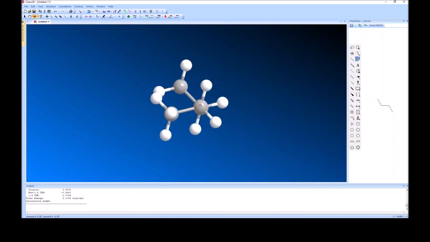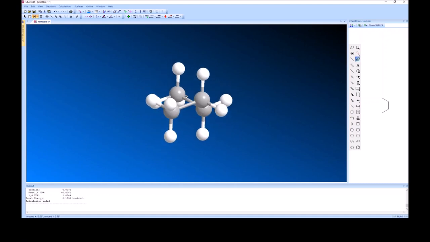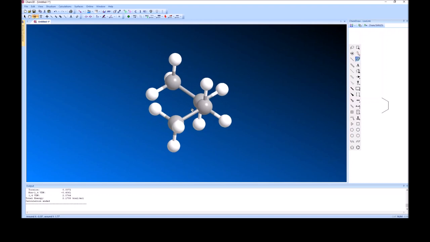So all my Newman projection dihedral angles are 60 degrees, so this is staggered, but these two methyl groups end up being adjacent to each other. This adjacent position has a specific name, and it's called gauche. And I'll show you the spelling of that in a second. It's G-A-U-C-H-E. It's French.